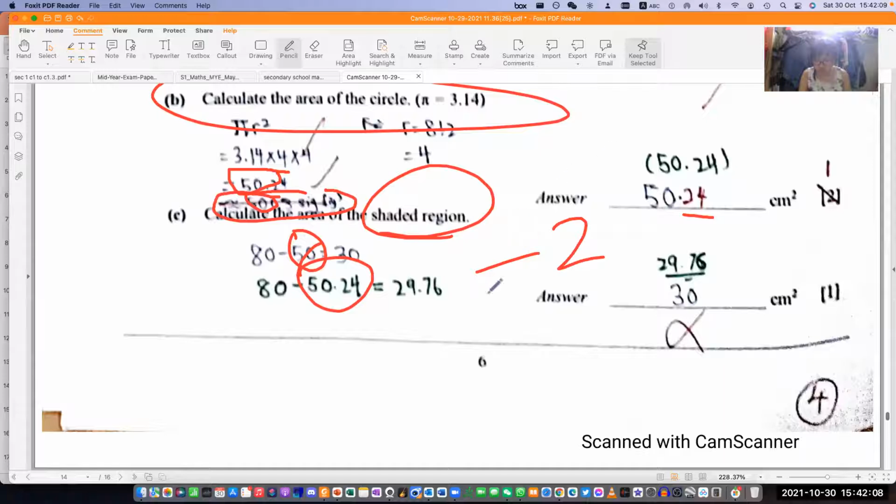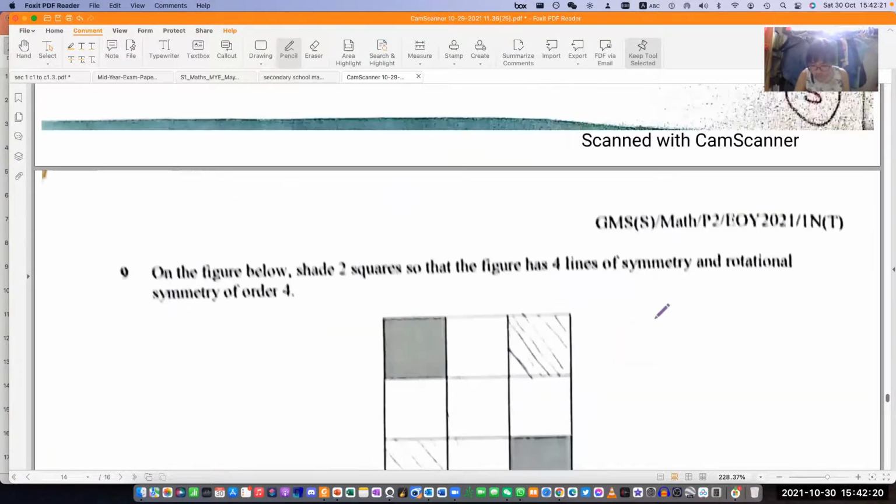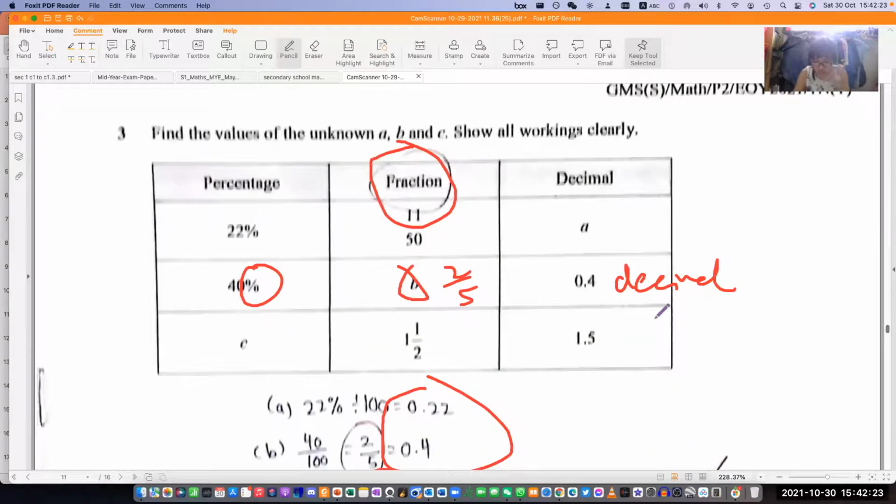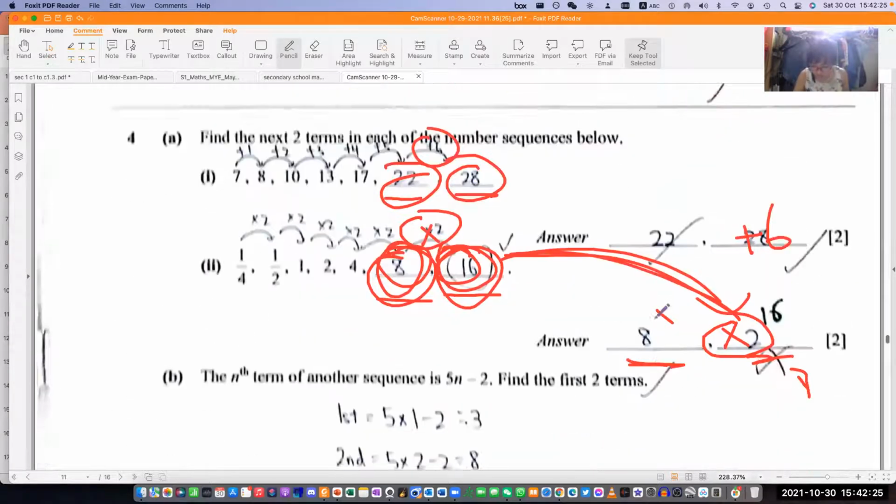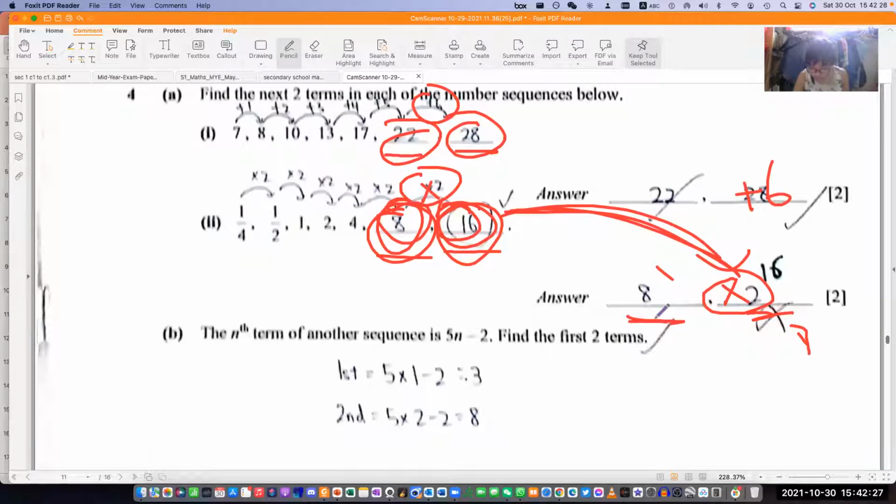Another 2 marks gone because of this. 2 marks gone because of rounding. Nobody asked you to round, you go and round. So I don't know what is happening with you during the exam. So minus 2 marks just because you rounded. Then never read the question, 3 marks gone. Okay, so 3 plus 2, what is 3 plus 2? 5. So 5 marks gone.